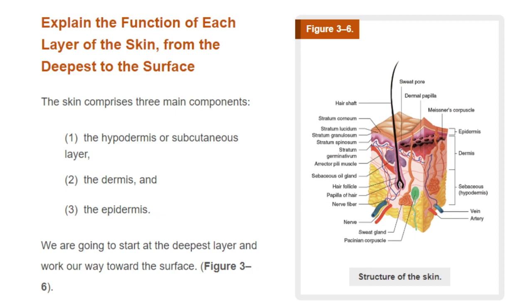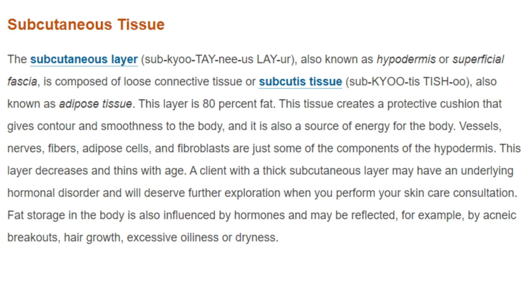Figure 3.6. Subcutaneous tissue. The subcutaneous layer, also known as hypodermis or superficial fascia, is composed of loose connective tissue or subcutaneous tissue, also known as adipose tissue. This layer is 80% fat. This tissue creates a protective cushion that gives contour and smoothness to the body, and it is also a source of energy for the body.